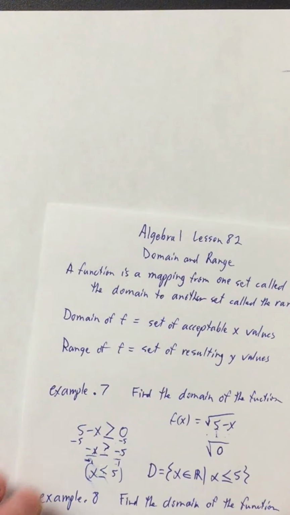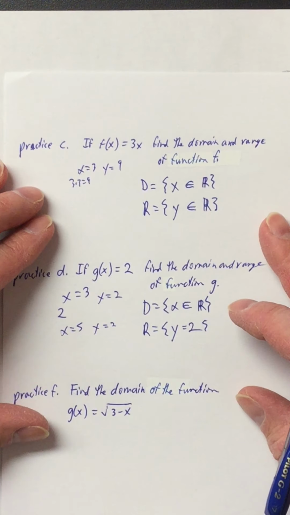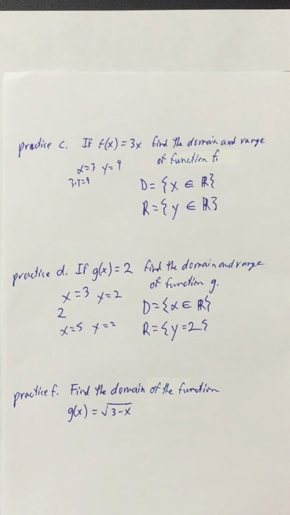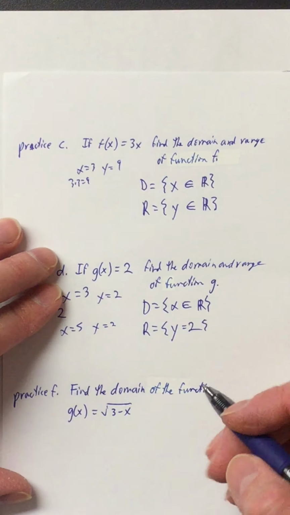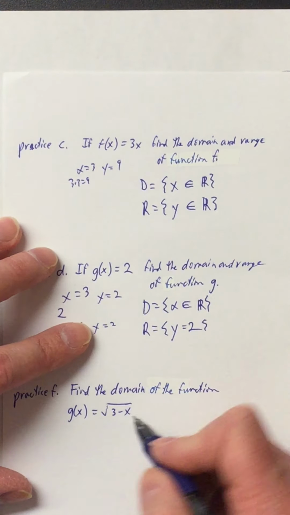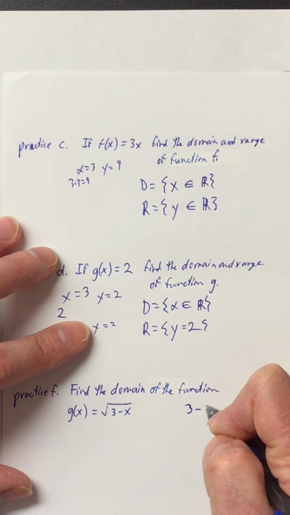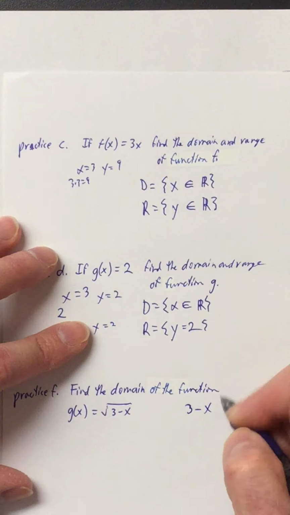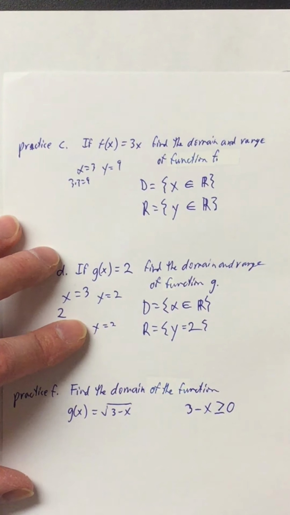Okay, let's move on here, and once again, feel free to pause the video and work through the last practice problem F there and see if you can get it, as this one does look a little different and is a little bit trickier. All right, let me proceed here, and once again, this is in a square root, so whatever 3 minus x ends up being, it has to be larger than or equal to 0. It cannot be a negative number inside the square root.